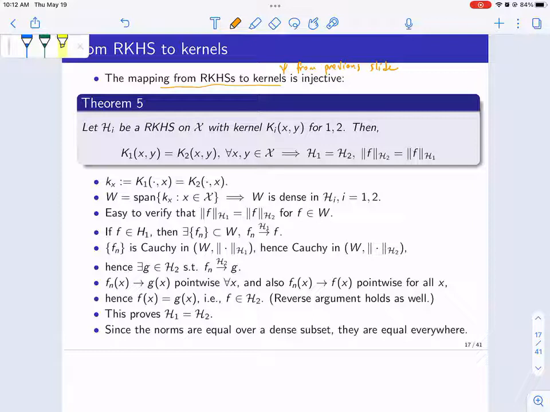So Fn is Cauchy in the first space, right? With this norm, hence it's Cauchy in W with this norm, because the norms are the same over that W. So because this is dense in H2, there has to be an element G in H2 for which this converges to G in H2.